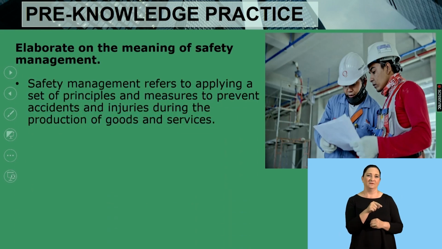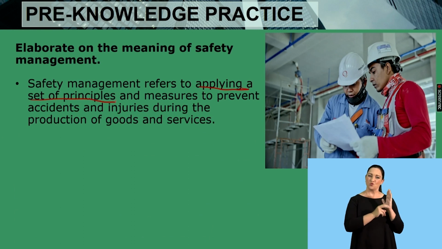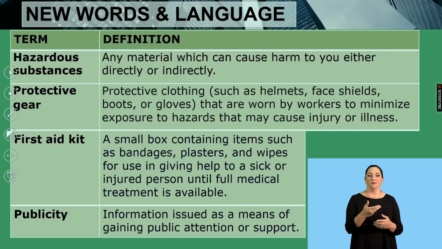Safety management refers to applying a set of principles and measures to prevent accidents as well as injuries during the production of goods and services. So like I said, when businesses are manufacturing products, there are certain safety requirements that they need to follow to ensure the safety of both the employer and the employee.